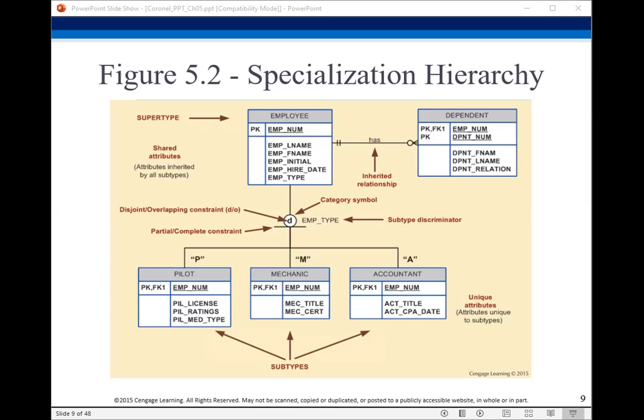So then the next question is, what are subtypes? And the answer there is a subtype is a more specific entity type that's related to a supertype. And again, the supertype contains the common characteristics, and the subtypes contain the unique characteristics of each entity subtype. And now we're looking at a specialization hierarchy. What exactly is that? Think for a moment about what a specialization hierarchy is.